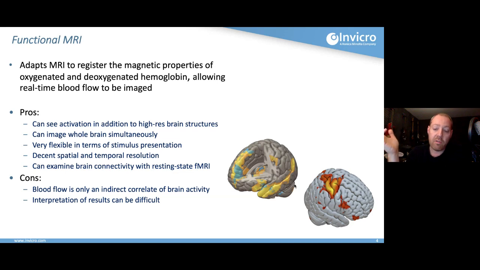And areas which are more active when you're doing a particular task or seeing a particular stimulus demand more blood and more oxygen. And you can see this effect in the brain happening in real time with the MRI scanner. So you can look at the whole brain at the same time. It's a pretty flexible technique in terms of what you can do.